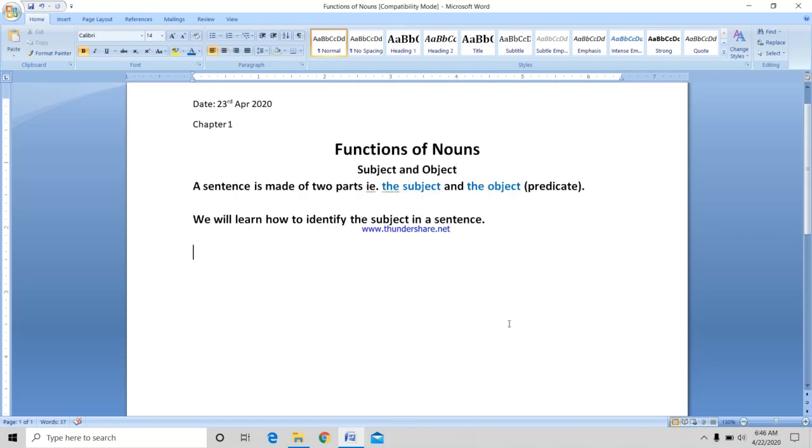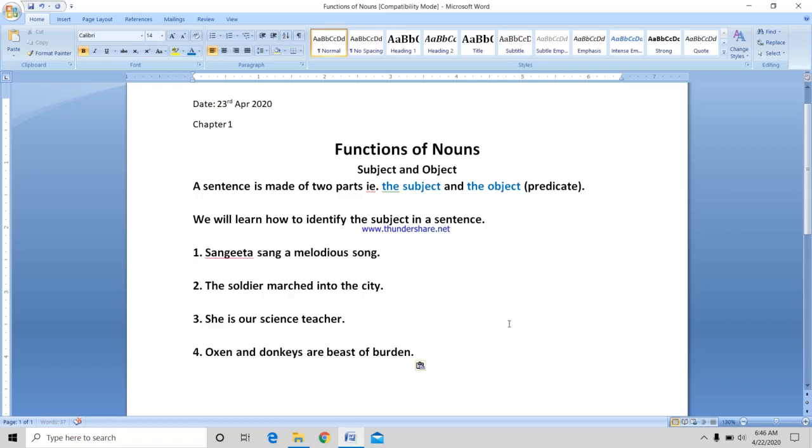Come, let us now try to find out or identify the subject in a sentence. For that we'll be needing a few sentences. So I'll put a few sentences here. There are 4 sentences, and in all these sentences we'll have to find out the subject. Now before we do that, what we need to do is that we have to identify the verb in each sentence. I'll give you 30 seconds from here to identify the verbs.